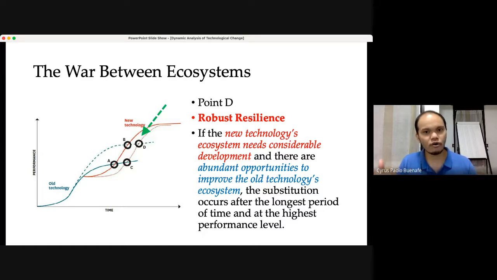And notice that the authors are using the term ecosystems. They're not talking about a single product or a single product line. They're talking about combinations of old technologies within the old technology paradigm and the new technology within the new technology paradigm. There could be complementary products in the old technology. There could be complementary products in the new technology. But loosely speaking, we'll just call them old technology and new technology.